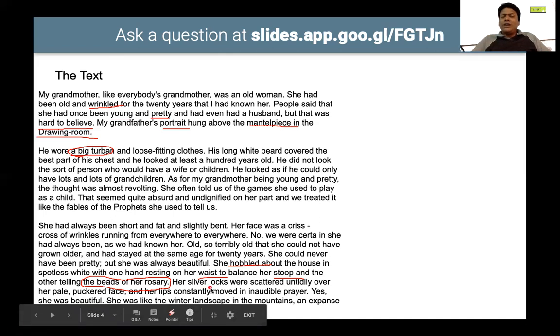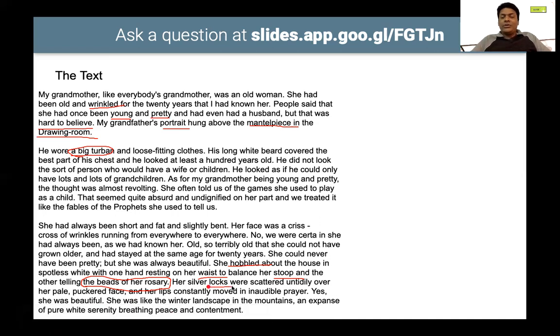So her silver locks, here silver locks refers to her hair, which was completely white in color. The author stated that her silver locks were scattered untidily. Scattered means spread here and there, not looking clean, over her wrinkled, pale and puckered face. Pale and puckered face means an odd face with spot marks. So her hair was spread here and there over the puckered face.